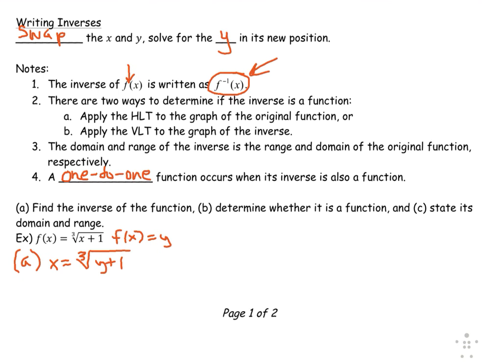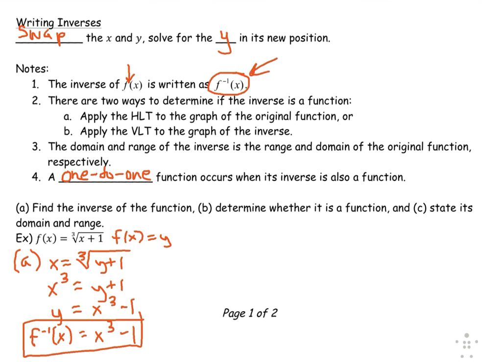But now we want to define this with respect to the domain, so then we need to isolate the y, cubing both sides. And now that we got y by itself, we need to mark that as the inverse. So we use the inverse of f of x is equal to x cubed minus 1 for part A.